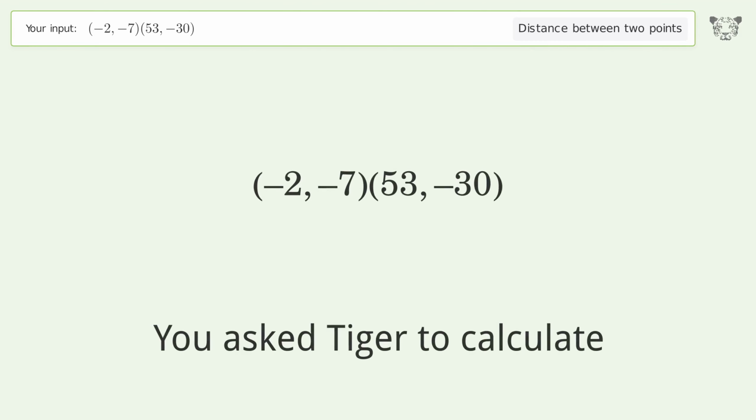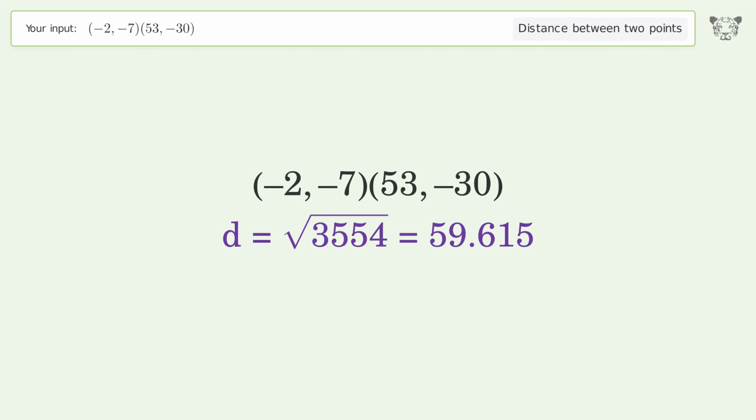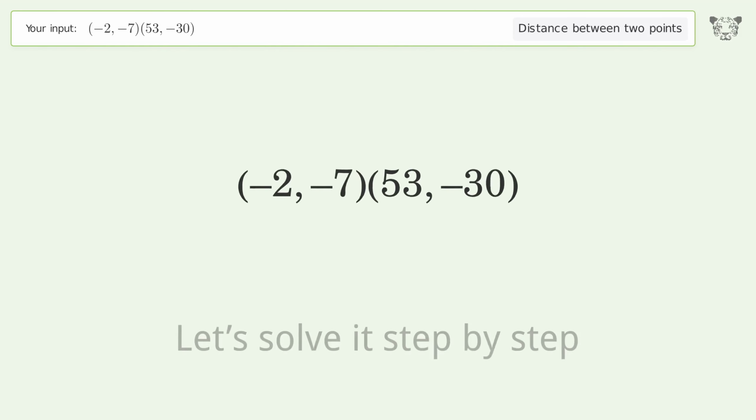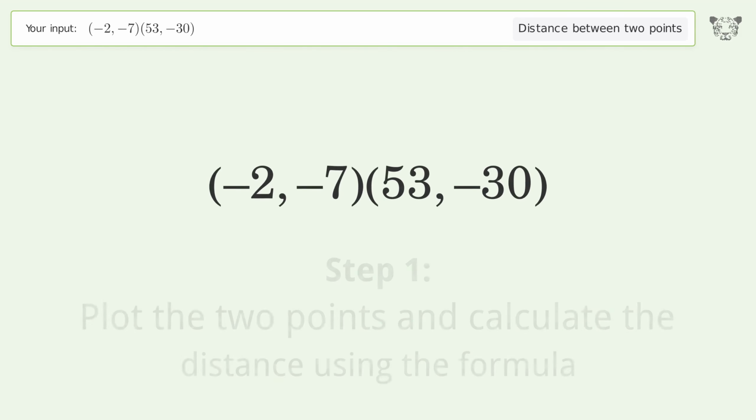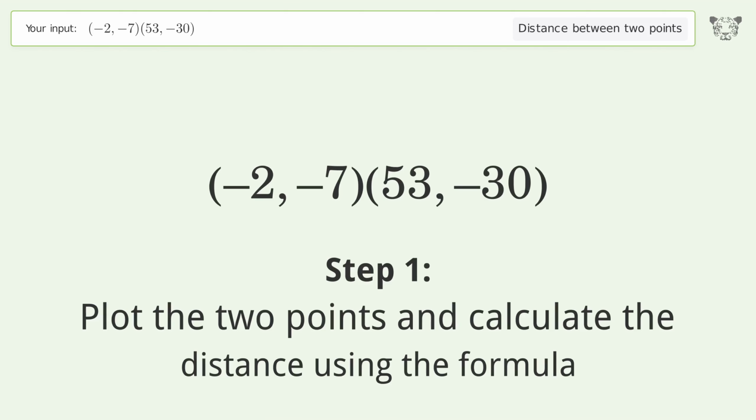You ask Tiger to calculate. This deals with the distance between 2 points. The distance between the 2 points is the square root of 3,554, or 59.615. Let's solve it step by step. Plot the 2 points and calculate the distance using the formula.